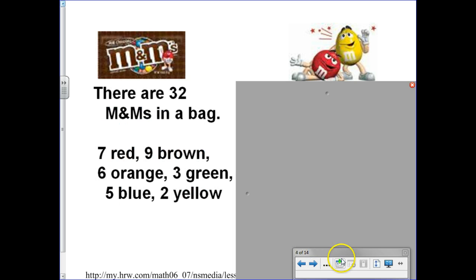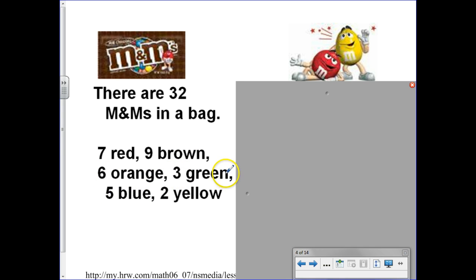All right, so let's think about M&Ms for a minute. Let's say there's 32 M&Ms in the bag. You don't have to write this part down. We happen to have 7 red, 9 brown. Don't you always get more brown M&Ms in the bag, it seems? 6 of them are orange, 3 are green, 5 are blue, 2 are yellow. That all adds up, yes indeed, to 32. If you want to double check me, 7 and 9 is 16, 6 more is 22, 3 more is 25, 5 more is 30, 32.